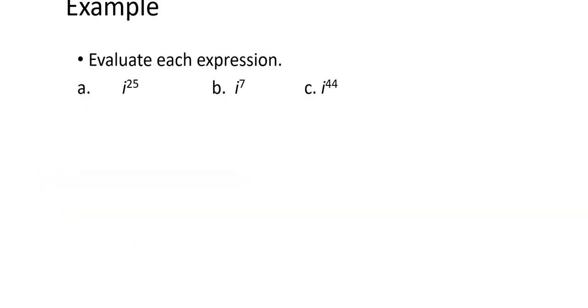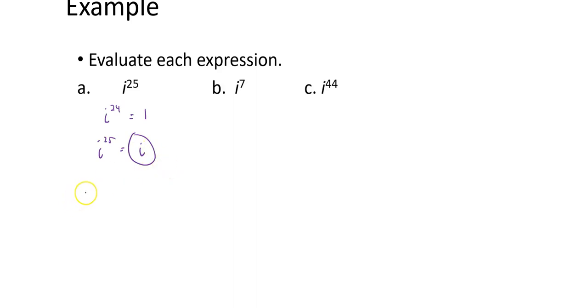So how does this work? Well, i to the 25th, remember these things repeat in groups of 4. i to the 24th, we know is just 1 because i to the 4th is 1, so is i to the 8th, 12th, 16th, 20th, 24th. So i to the 25th must be the same thing as i.